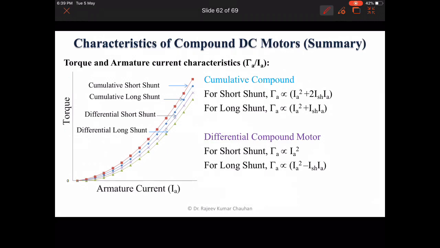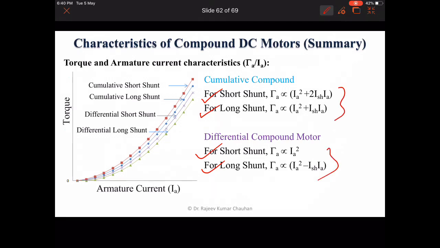Characteristics of compound DC motor summary. Here I have tried to summarize the torque and armature current characteristics of compound DC motors. Here I have included 4 types of motor: one is short shunt cumulative compound motor, second is long shunt cumulative compound motor, third is short shunt differential compound motor, and fourth is long shunt differential compound motor. Their torque and current relations are listed here.